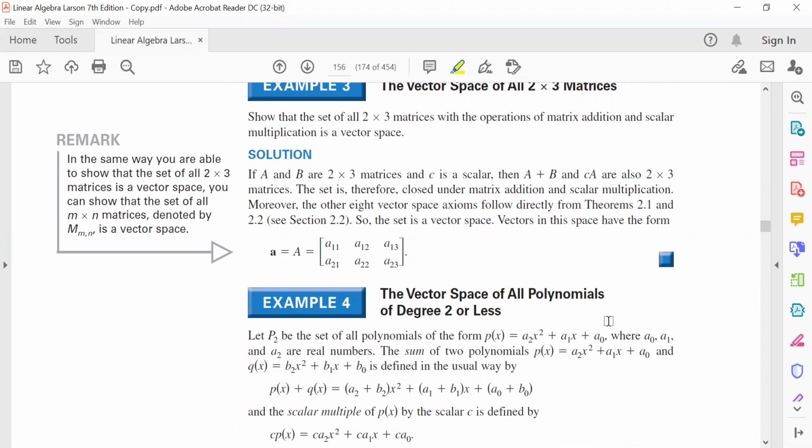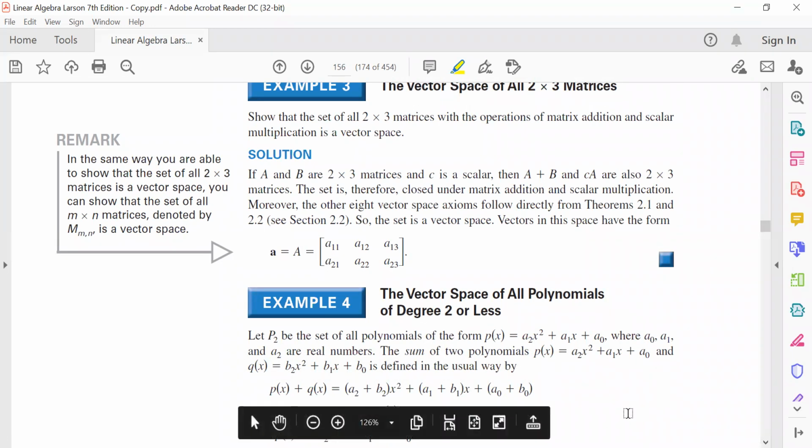And we're looking at the vector space of all the polynomials of degree 2 or less. So let's just look at this. If P of x is a2 x squared plus a1 x plus a naught, and Q of x is another such polynomial, which is b2 x squared plus b1 x plus b naught. Well, if I add P of x plus Q of x, I get a2 plus b2 x squared, a1 plus b1 x, a naught plus b naught.